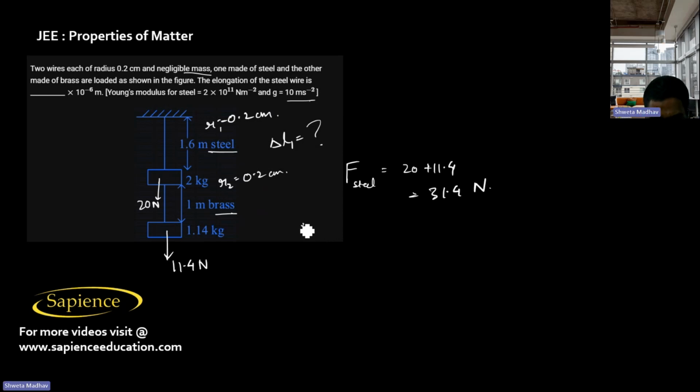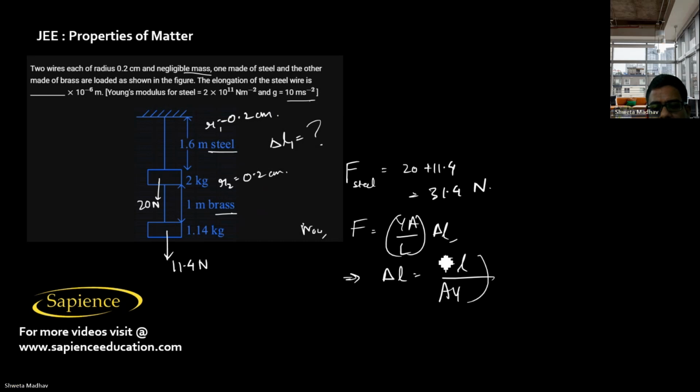Now to find delta L, we know that force is equal to YA by L into delta L. Therefore the elongation in the steel wire, delta L, is FL by AY. Force is 31.4 into L, and L is 1.6 meter.